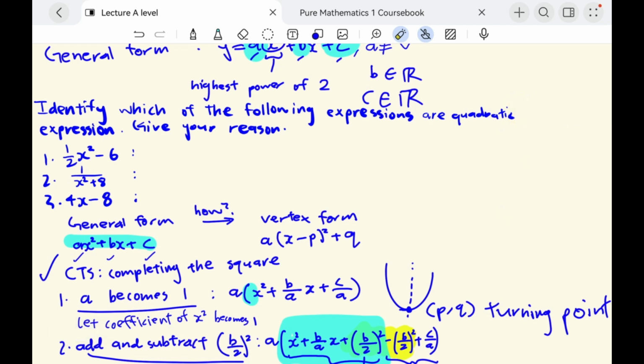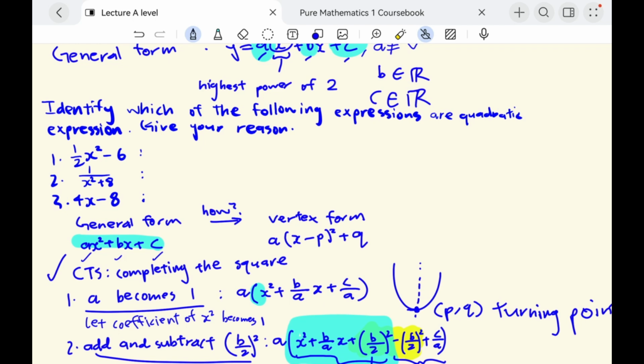Identify which of the following expressions are quadratic expressions and give your reason. So, the first expression, is it a quadratic expression? The answer is yes. Why? Because the highest power of the variable goes to 2, and this is the essential condition to verify that this expression is a quadratic. Okay, so we can write yes because the highest power goes to 2.